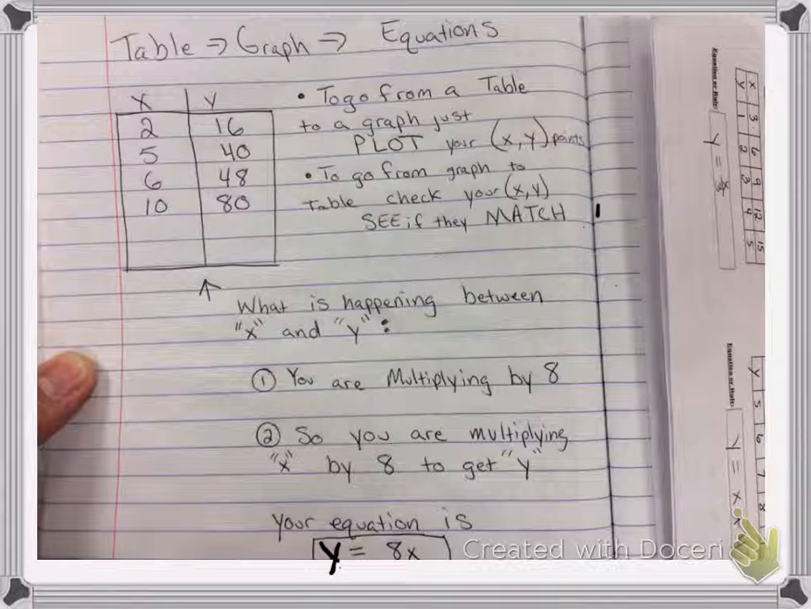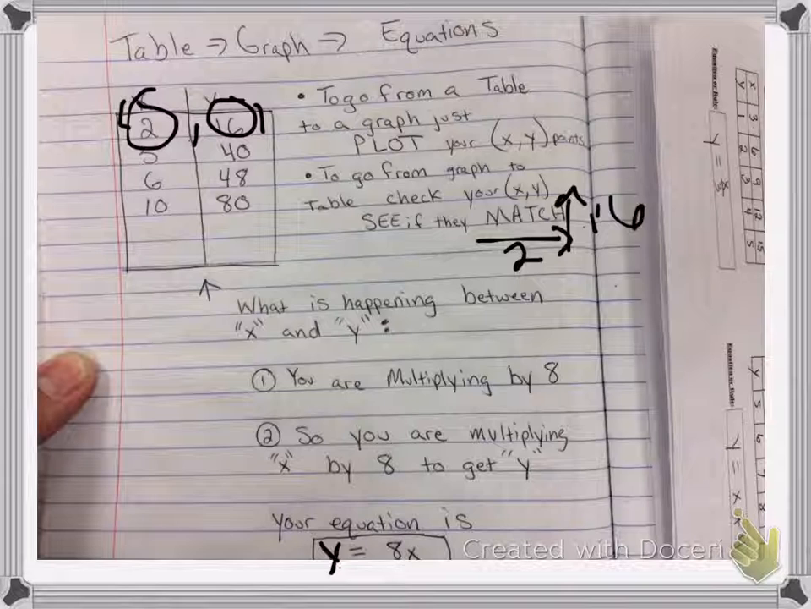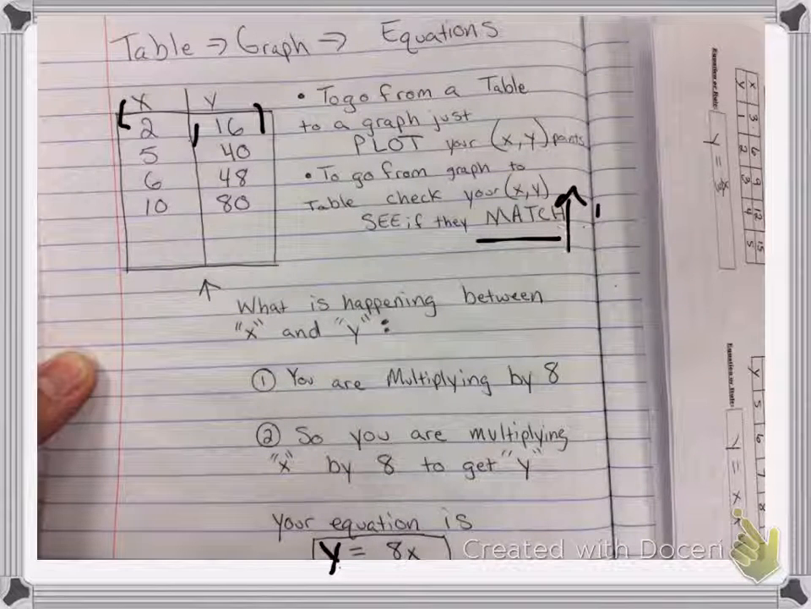This is tables to graphs to equations, okay? To go from a table to a graph, just plot your x and y points. All of these are x and y points. 2, 16, 5, 40. So you would just take those and plot them on a graph. To go from a graph to a table, you just check, hey, I went over 2, I went up 16. That tells me my x is 2. My y was 16, so that tells me what my table would look like in that case. And you just see if it matches.